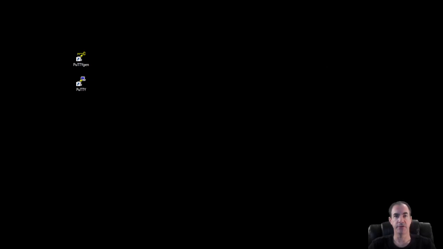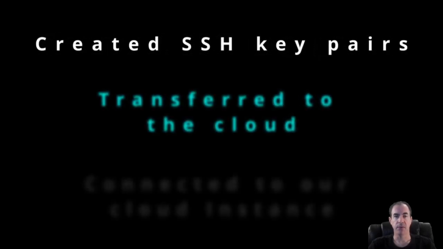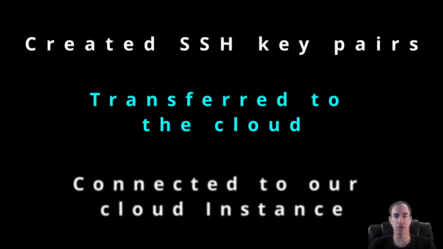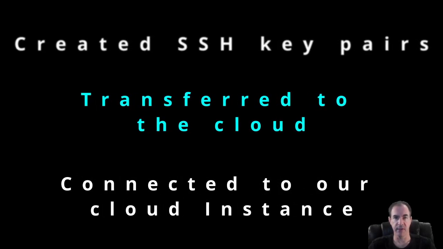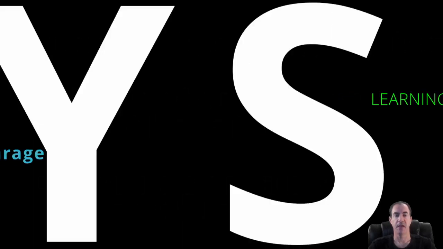So this concludes this video. We've now created SSH keys, a private and a public. We have imported them into our instance in DigitalOcean, which we created in previous videos, and we successfully connected to it.